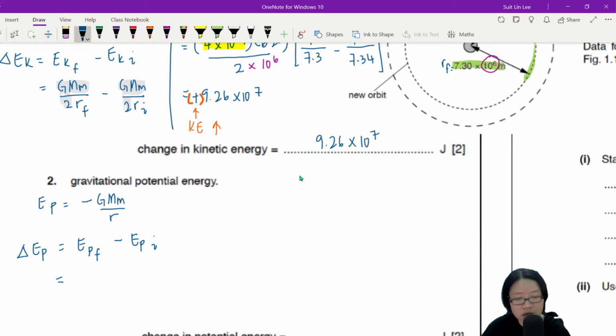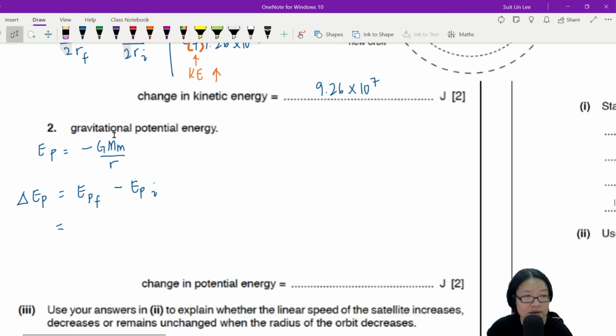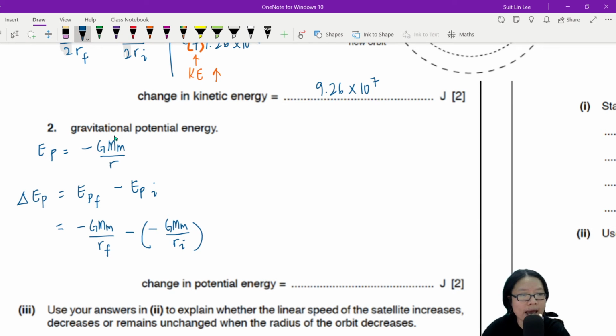So now, be a bit careful because there's a negative sign there. But don't worry about it. GMm over final radius minus big bracket negative GMm over initial radius. Wow. Okay, come factorize again. You are pro already, by now you're like, I got you. Can take out this one. Okay, can. Alright. So depending on how pro you are, you will take out different things.